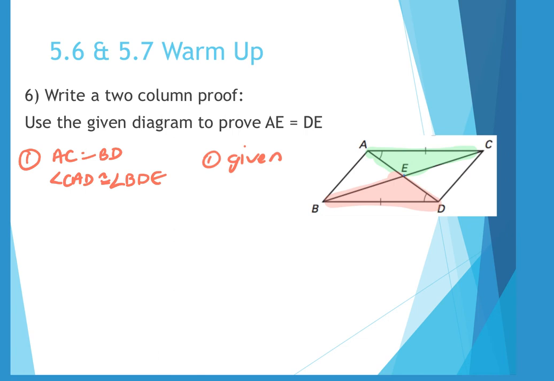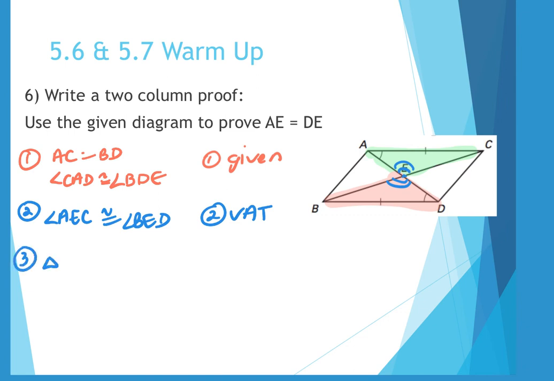So because E is shared by 4 angles, I have to use 3 letters, but angle AEC is congruent to angle BED, and that's the vertical angles theorem. And now I've got angle, angle, side. So my triangles are congruent. Triangle ACE is congruent to triangle DBE, and that's angle, angle, side.